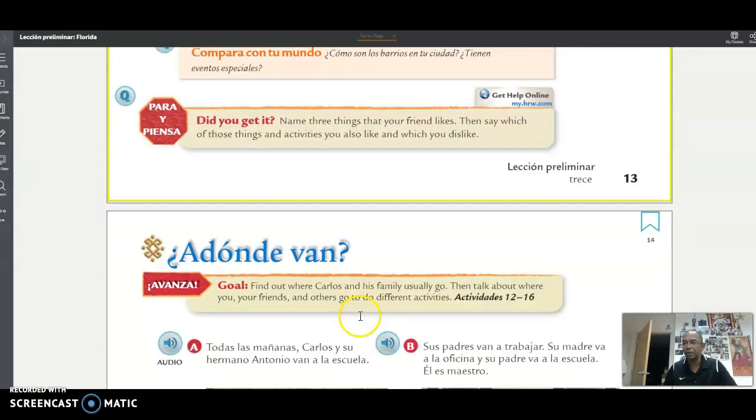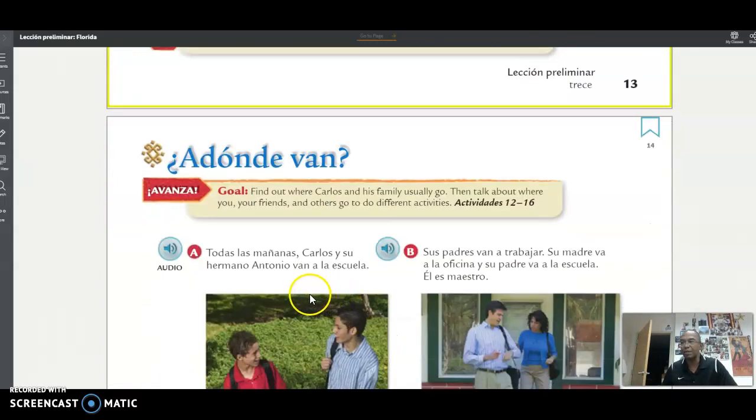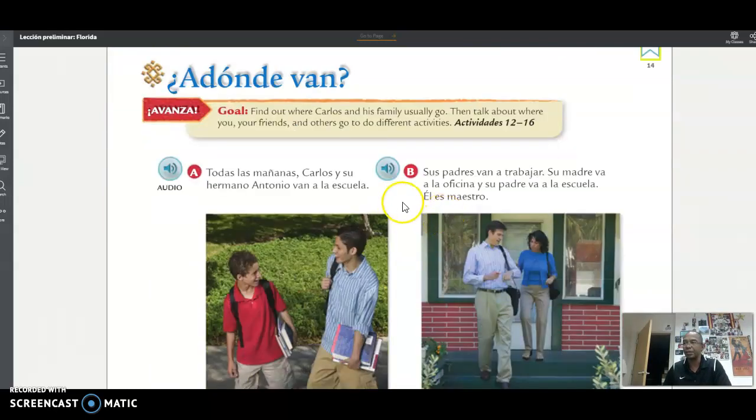Ahora hablemos del verbo ir. El verbo ir especifica a dónde va. So let's talk about the verb ir, to go. Remember the verb ir is like a chameleon. It's a verb that changes all the time, especially in the present tense. When you say I go, you say yo voy. Tú vas is you go. Él va. Ella va. He or she goes. Nosotros vamos, we go. Ellos, ellas, ustedes van.